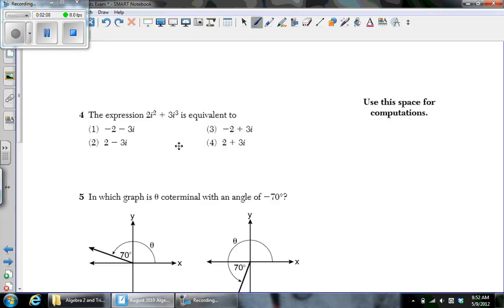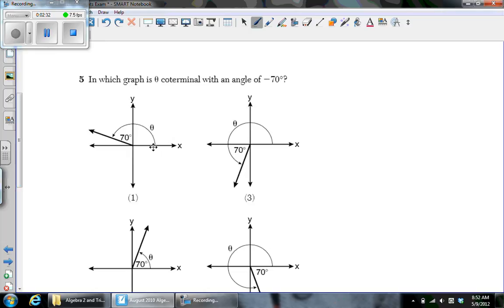Next page. The expression is equivalent to anything with an i squared is -1, so that's going to be -2 plus -3i. Number 5, -70 degrees. -70 degrees means instead of going up, we're actually going to be going down. So choice 4 is the answer. It's a -70 degree angle.